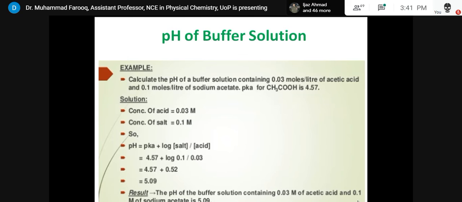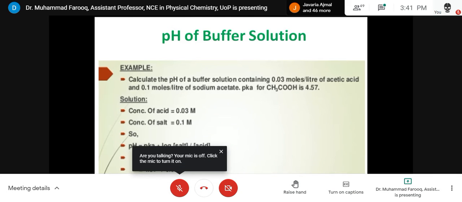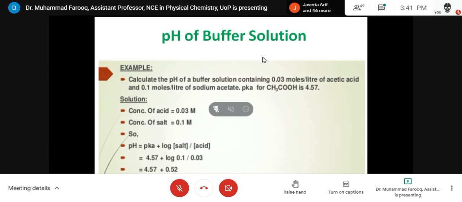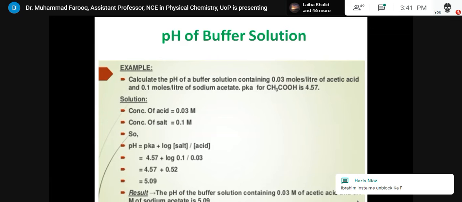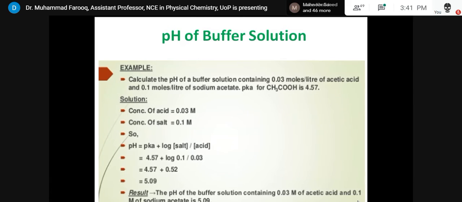Now you have to take the log, for example, plus log of salt divided by acid. If the acid and salt are equal, it will also become zero. In the end you have to take the anti-log of zero. I don't know what the anti-log of zero is. If this is zero, so it's okay.